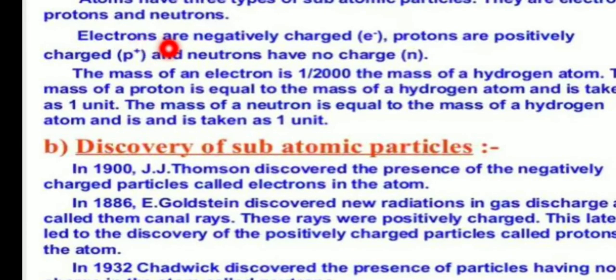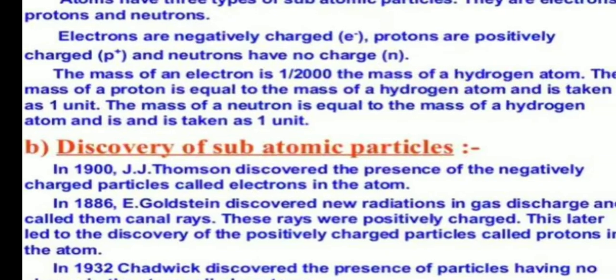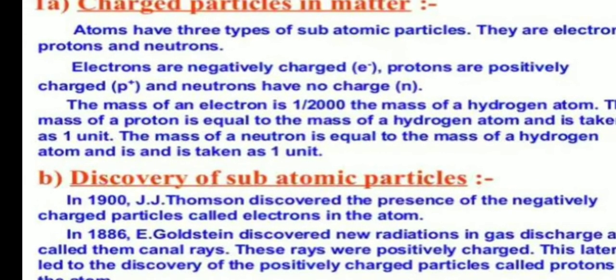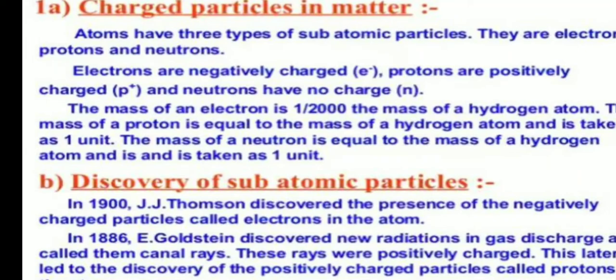Listen, electrons are negatively charged, protons are positively charged, and neutrons have no charge. The mass of an electron is 1 by 2000 the mass of a hydrogen atom. The mass of a proton is equal to the mass of a hydrogen atom, and it is taken as 1 unit.